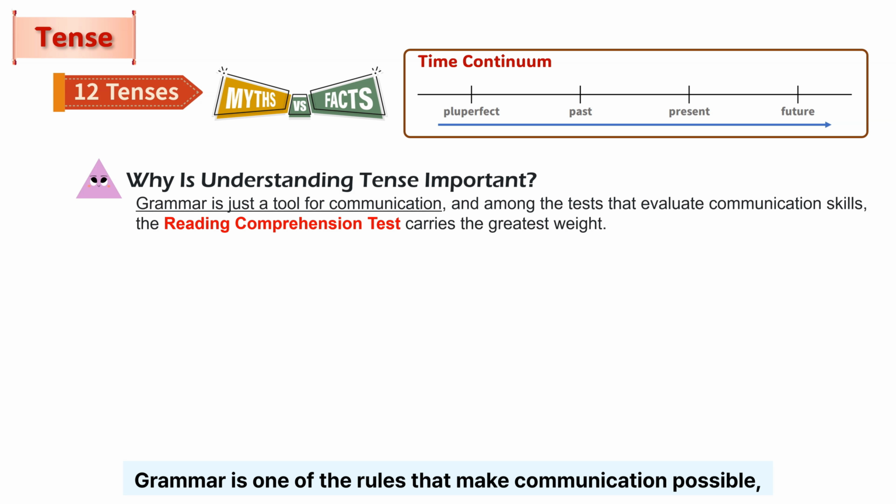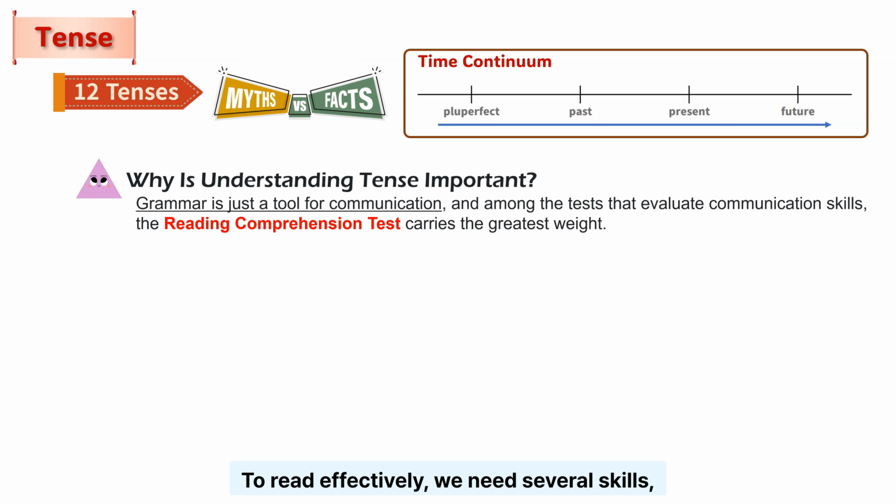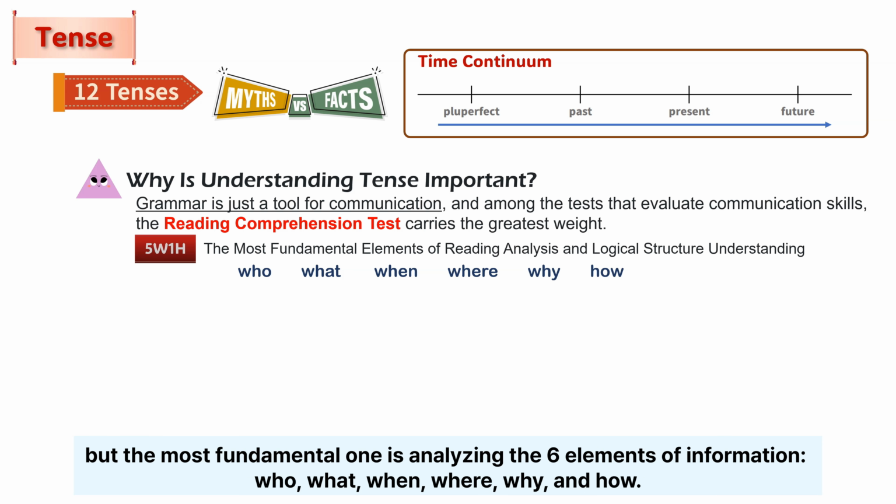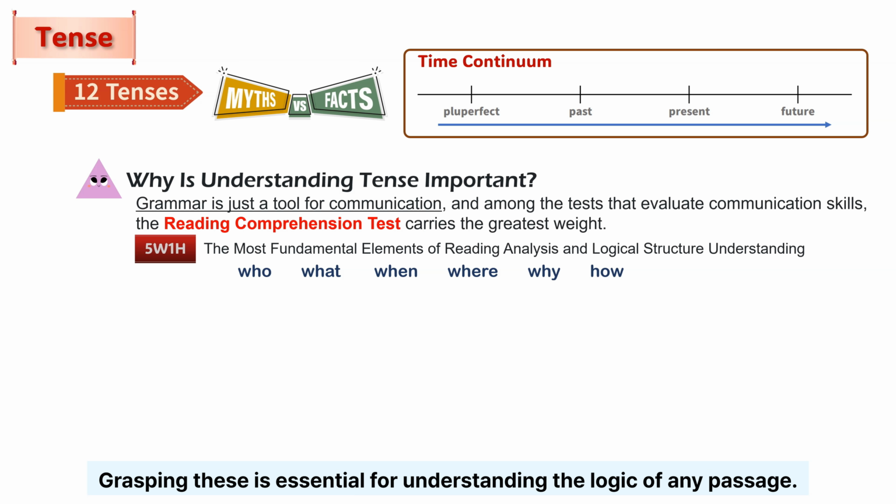Grammar is one of the rules that make communication possible, and among all the skills tested to evaluate communication ability, reading comprehension takes the greatest weight. To read effectively, we need several skills. But the most fundamental one is analyzing the 6 elements of information: who, what, when, where, why, and how. Grasping these is essential for understanding the logic of any passage.